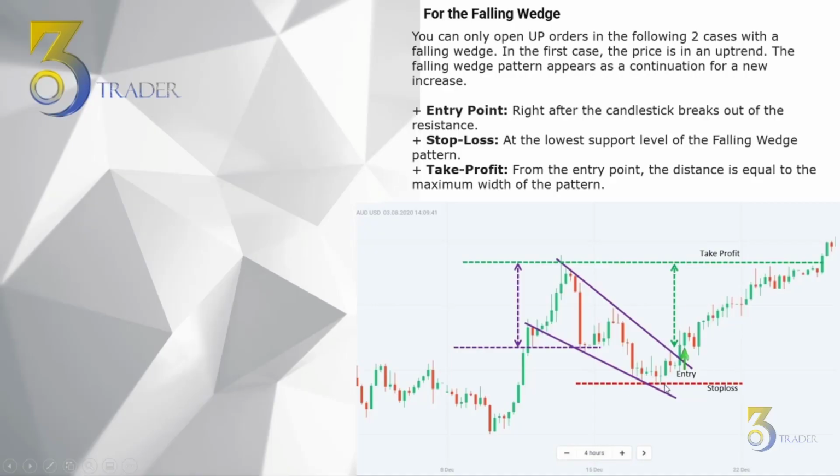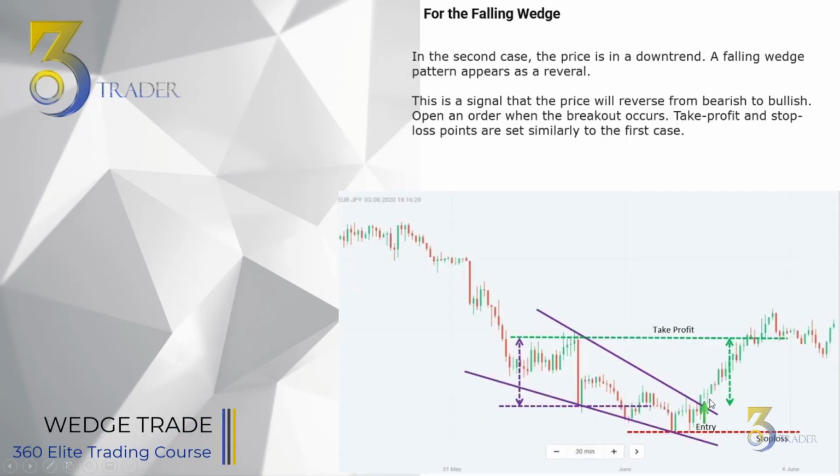And then you find the low of the price action in the wedge, which is right here, and you place your stop right below that. Man, that's so easy. That's the falling wedge. Let's look at the second time you can play on the upside on the falling wedge.